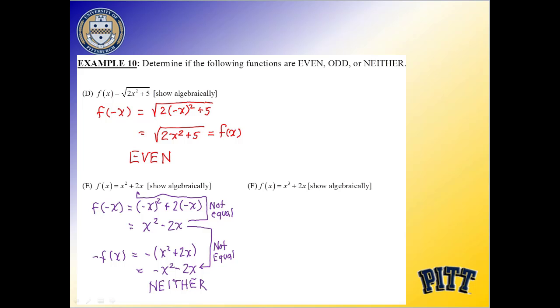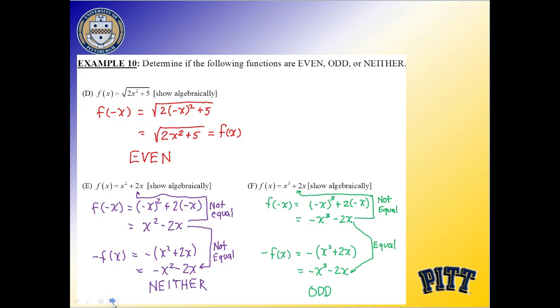Whereas I go to the third one here. There were 6 in total. This is actually number 6, but third on this page. x cubed plus 2x for f of x. Well, again, I'm going to try to put negative x in there. And if I do that, I get negative x cubed minus 2x. That is not the same thing as x cubed plus 2x. If anything, it's the exact opposite. And that's what we're getting at here. If I do the opposite of f of x, which means I'm going to take the quantity x cubed plus 2x and negate it, when I distribute that negative symbol, I get the exact same thing, negative x cubed minus 2x. Therefore, this is an odd function.